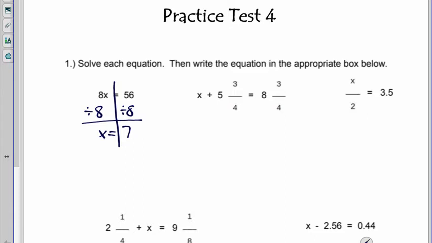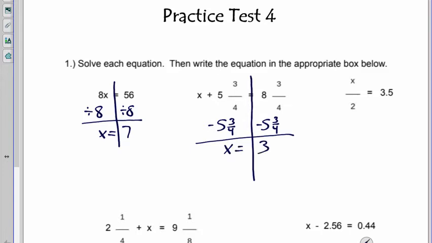Moving on, I have x plus 5 3/4 equals 8 3/4. I can undo addition with subtraction. I'm going to subtract 5 3/4 from both sides to keep it balanced. And I get x equals 3. Next one, I have x divided by 2 equals 3 5/10. The inverse of division is multiply, so I can multiply both sides by 2. And I get x equals 7.